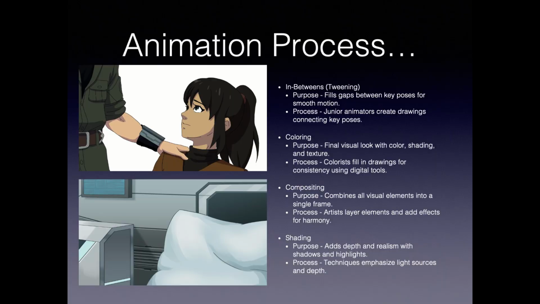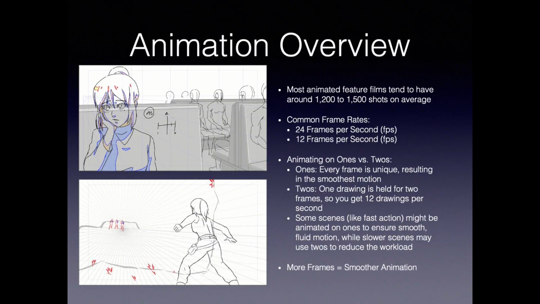In-betweens fill the gaps between key poses, creating smooth motion and transitions. This step brings the animation to life by making the movements fluid. Animators, often junior or assistant animators, create the drawings that connect the key poses together. The number of in-betweens determines the smoothness of the animation. Remember, this means whether it's 12 frames or the full 24 frames. Once the in-betweens have been created for a shot, it is ready for coloring.